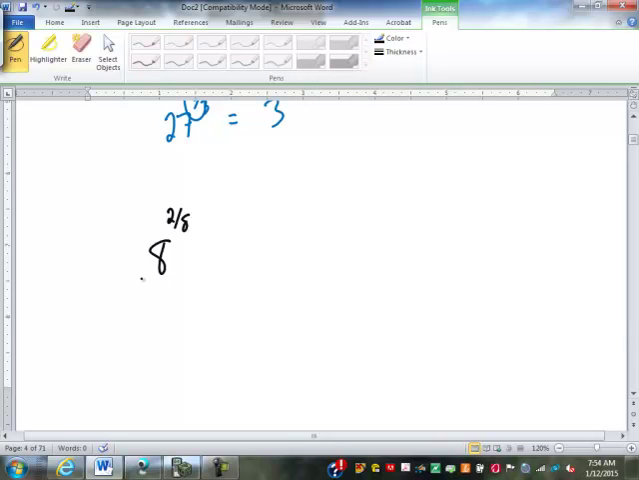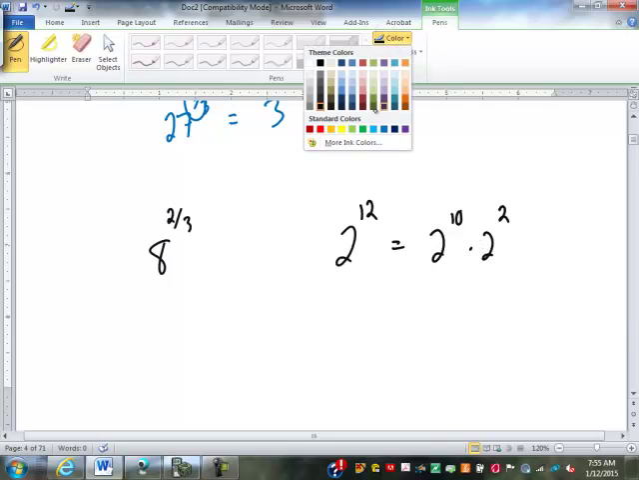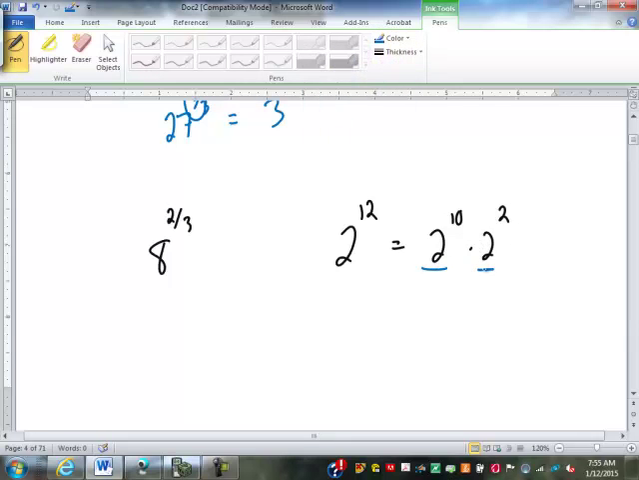So back to 8 to the power of 2/3. Now remember, powers can be split up. If I have 2 to the power of 12, I can split that up into 2 to the 10th times 2 to the 2nd, because when I'm multiplying numbers that have the same base, I add the powers. 10 plus 2 makes 12. Make sense?